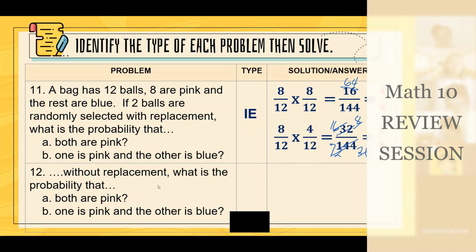Number 12, without replacement, of course, it's the opposite of the previous one. This time, it's dependent events. Don't forget, for both A and B. So both are pink. What is your answer?